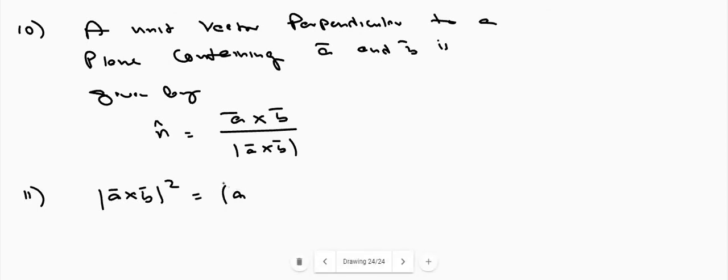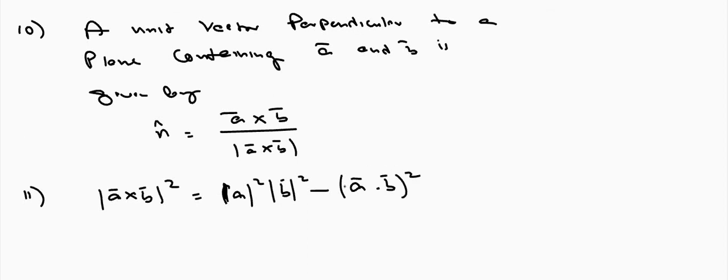Next, we know that modulus of A cross B whole square is equal to mod A square mod B square minus A dot B whole square.